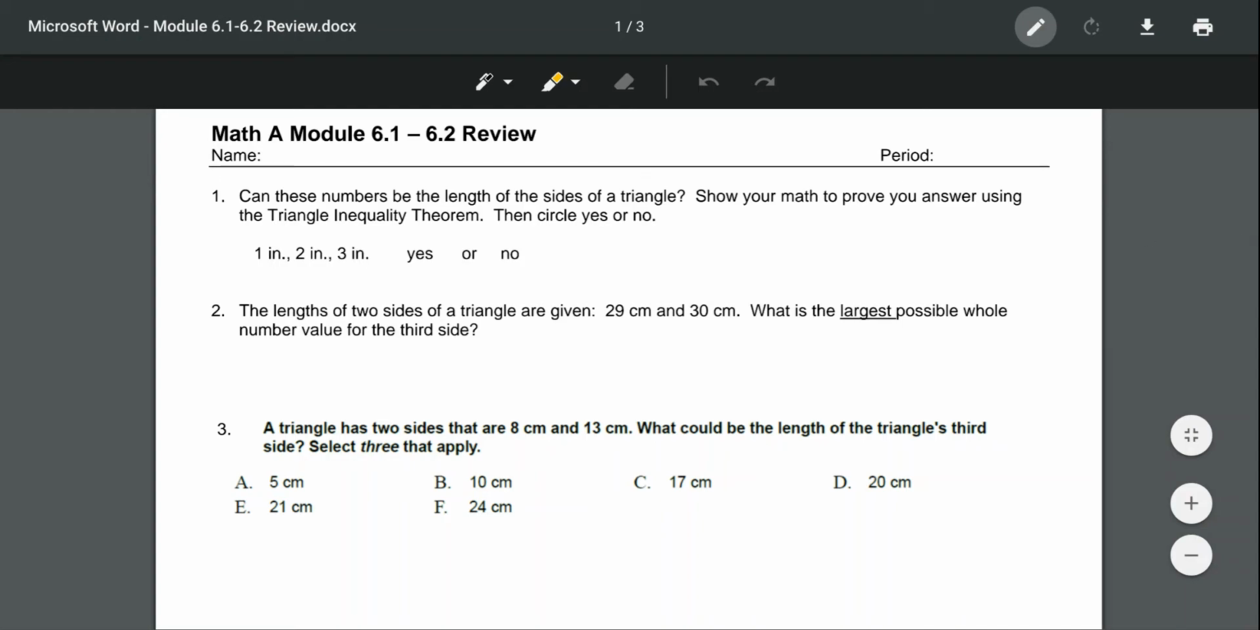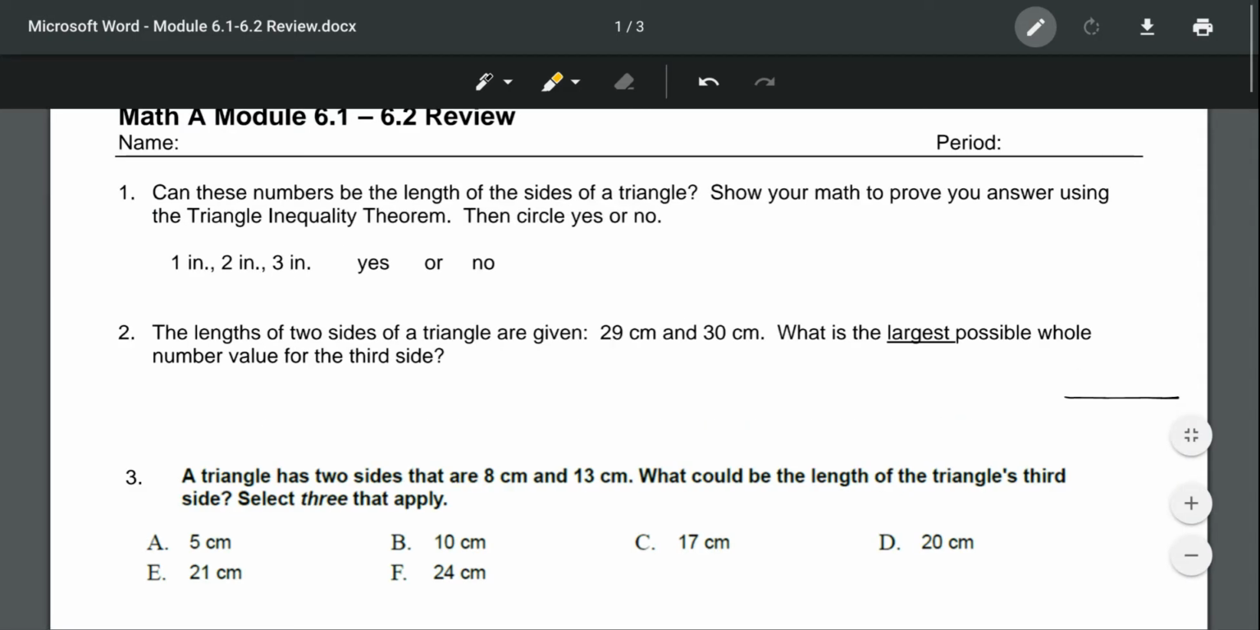This video is to review section 6.1 and 6.2 and prepare you for your Module 6 knowledge check on sections 6.1 through 6.2. So in number 1 it says, can these numbers be the length of the sides of the triangle? To show your work, you want to use the triangle inequality theorem.